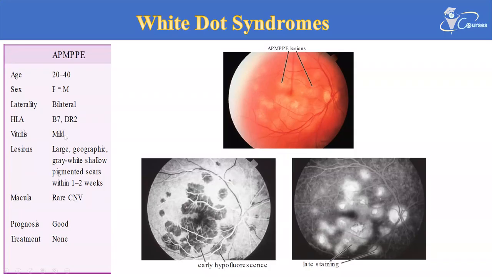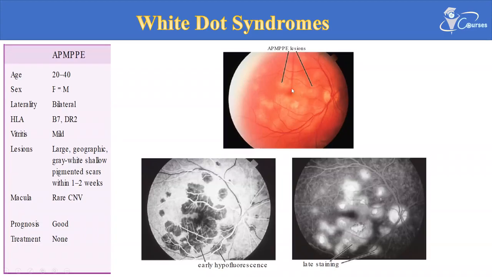It has mild vitritis, and the lesions appear as large geographical grayish-white shallow lesions. These are a little bit depigmented, large, with fuzzy edges or pale, not well-defined edges, present usually at the posterior pole, and usually appear within 1 to 2 weeks from the start of the condition. In the macula, rarely this disease can cause choroidal neovascularization.